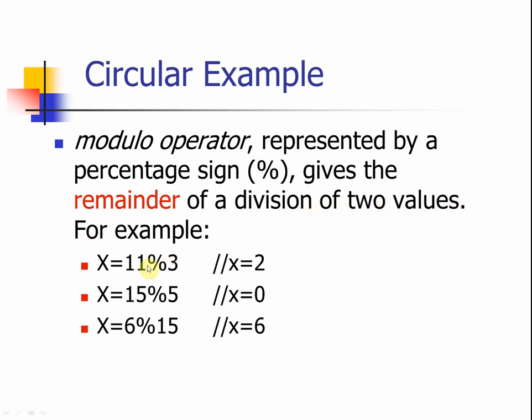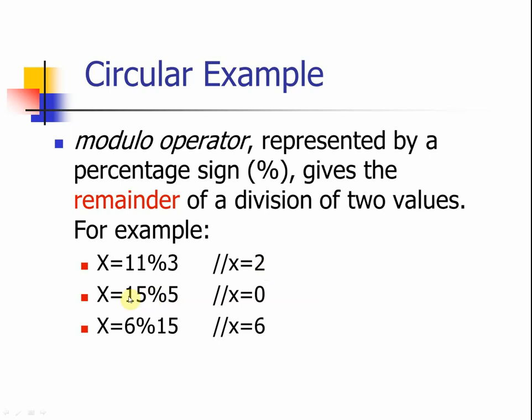For example, if we simply use 11 divided by 3, the value is 3, but it's not totally divisible. It will equal 3 remaining 2. So what the mod operator gets is not the integer value. Instead, you get the remainder. So again, 11 divided by 3 equals 3 remaining 2. So with the mod operator, if we do 11 mod 3, we get the remainder part.